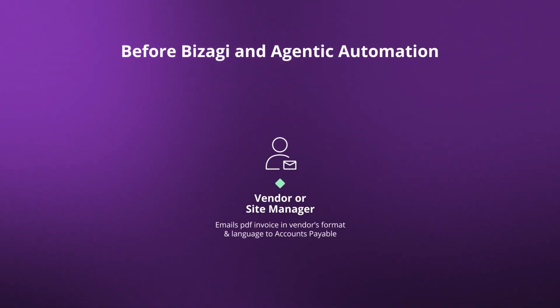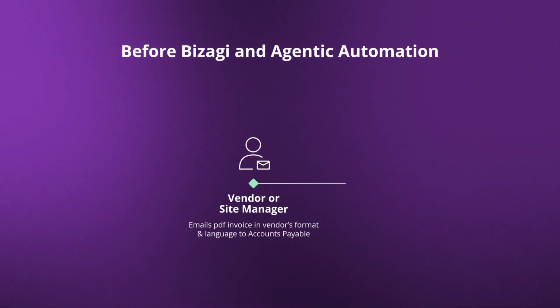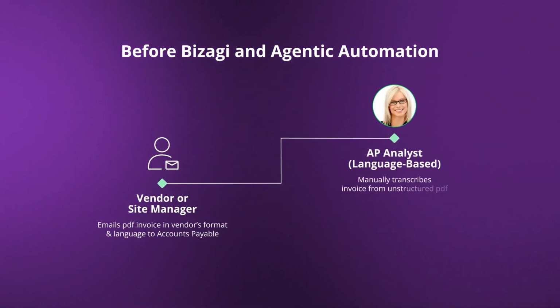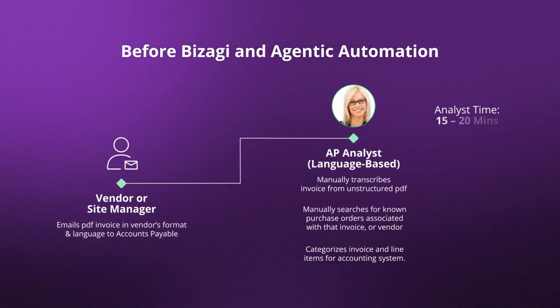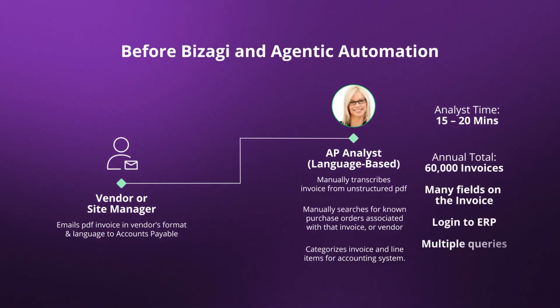Our PDF invoices are coming in, the emails are being picked up by the procurement analyst who's got to do the transcription of the invoice from that PDF and actually do the manual searching for potential purchase orders that are associated with that invoice or vendor, and then start categorizing the invoice and line items for the accounting system. Approximately 15 or so minutes, and across the course of 60,000 invoices, that's a considerable amount of time.